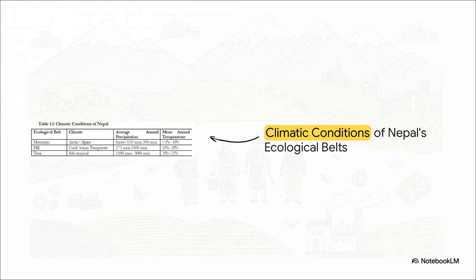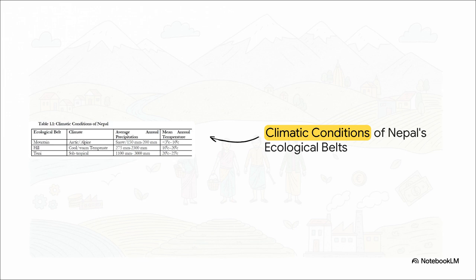Before we can even begin to understand the economy, we absolutely must establish the geographic foundation. Notice the stark climatic divisions across Nepal's 3 ecological belts. As a candidate, grasping this fundamental variation is crucial. Down in the south, the Terai experiences subtropical conditions, move upward, and the hill region transitions into a cool to warm temperate climate. The mountain region, conversely, is defined by a harsh Arctic or alpine climate.